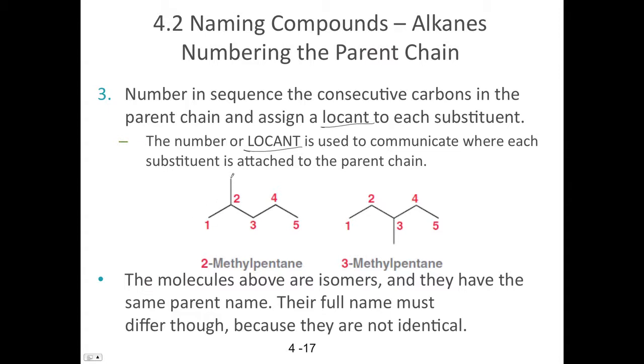You want to give the substituent the lowest possible locant number, so start numbering from the closest substituent. So you want to start numbering here. And here it doesn't really make a difference because 3 is in the center, so you can number from here or from here. But since this methyl is closer to this side, you start numbering from this side. Hence, this is 2-methylpentane.